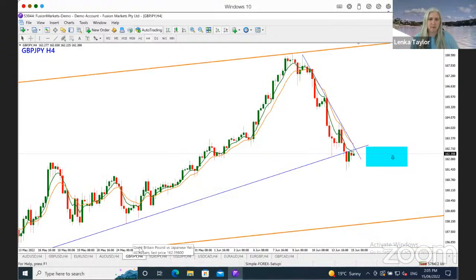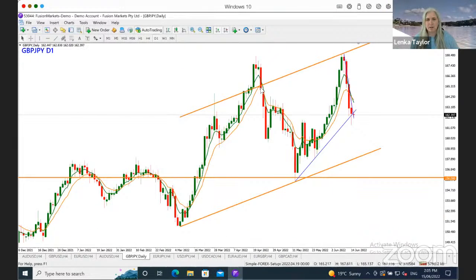Next currency pair I'm looking at is GBPJPY. And GBPJPY, I'm going to be looking for short opportunities at the moment. So we have had the price go up, down and up and down in that channel. At the moment on the daily, we're sort of in the middle, but sorry, we had the EMAs cross with the price action.